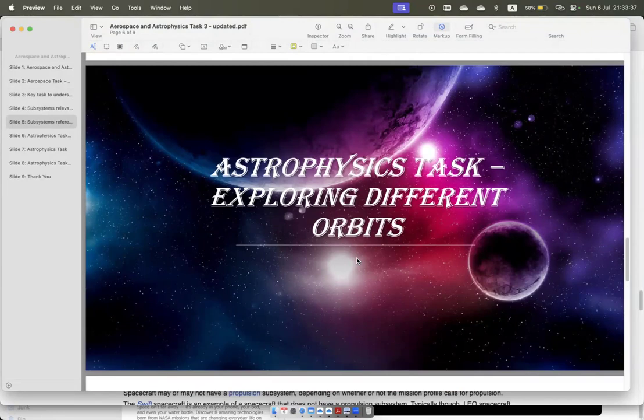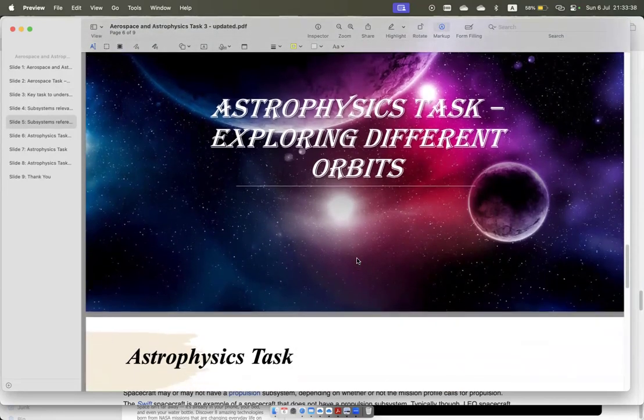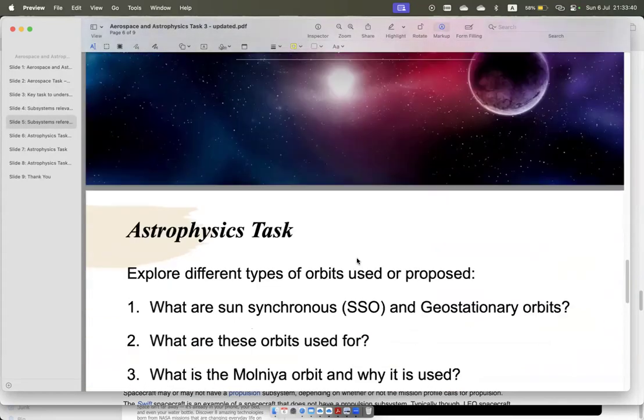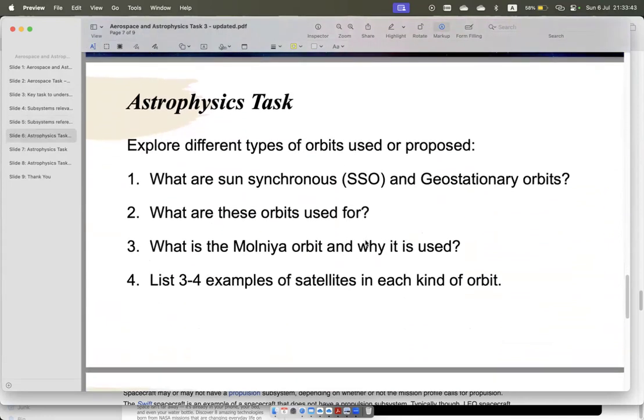We'll now move on to the astrophysics segment. Today we'll talk about some orbits. In particular, we'll talk about sun-synchronous orbit and geostationary orbit. I'll also mention low Earth orbit and very low Earth orbit. So I'll share what those mean and what the orbits are used for.